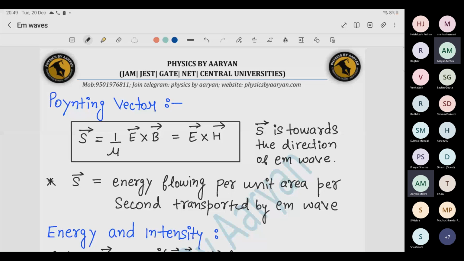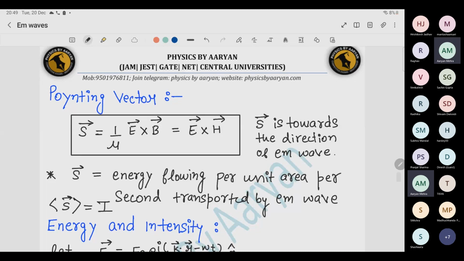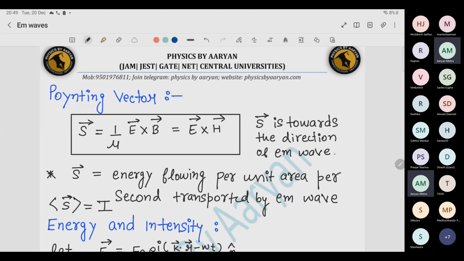It represents energy flowing in the EM wave, or energy carried by the EM waves per unit area per unit time. So what is energy per unit area per unit time? Intensity. So if you do the time average of the Poynting vector, it gives you intensity. Why not just S is an intensity and only its time average is intensity? Can anyone guess?